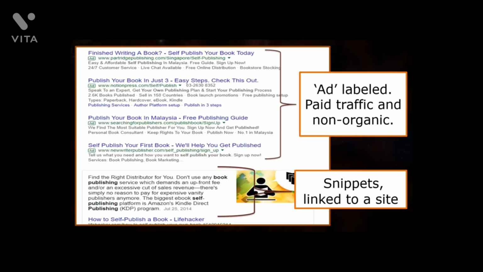Say, for example, you look up in Google browser how to publish your own book, or simply publish your book. You'll see up to 10 search results from the first page. As you can see, the first 4 results have an ad label beside their link. These are paid traffic ads or simply non-organic results. Further down, as mentioned before, you may even see snippets linked to a site.